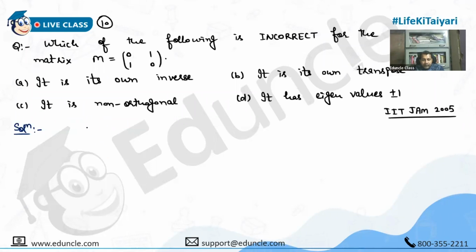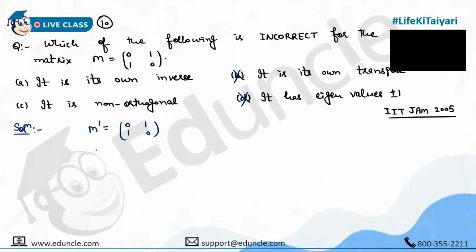Yes, Durga. So clearly it is its own transpose. So this option is correct. So this will be wrong. And eigenvalues are coming out to be -1 and 1. You can check from the eigenvalue equation. Yes, sir.